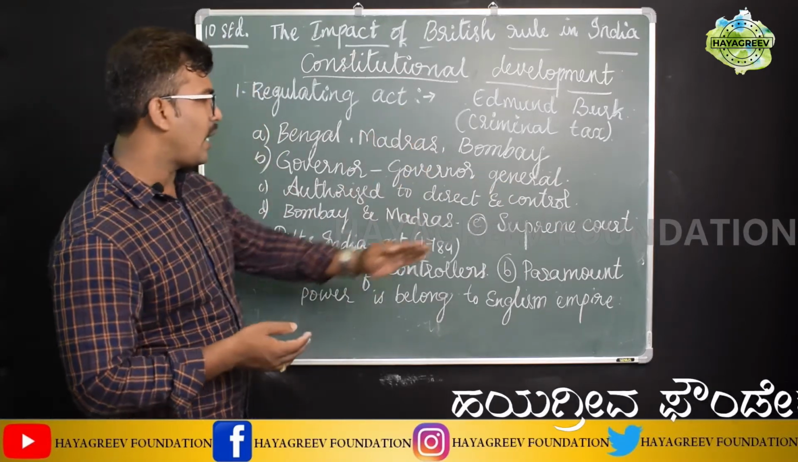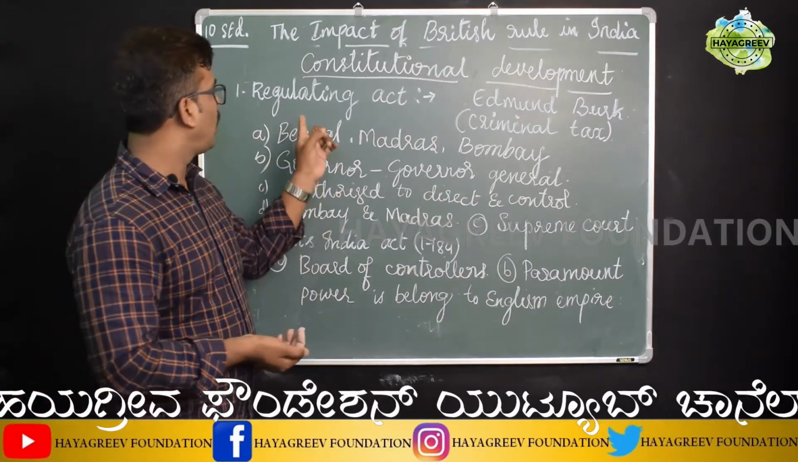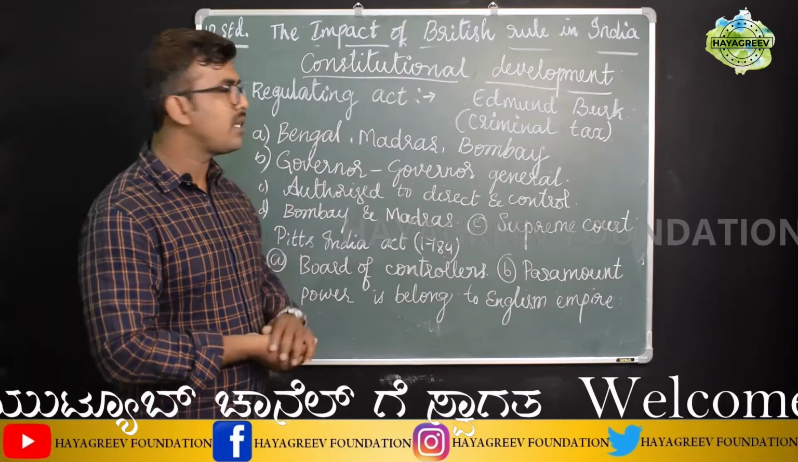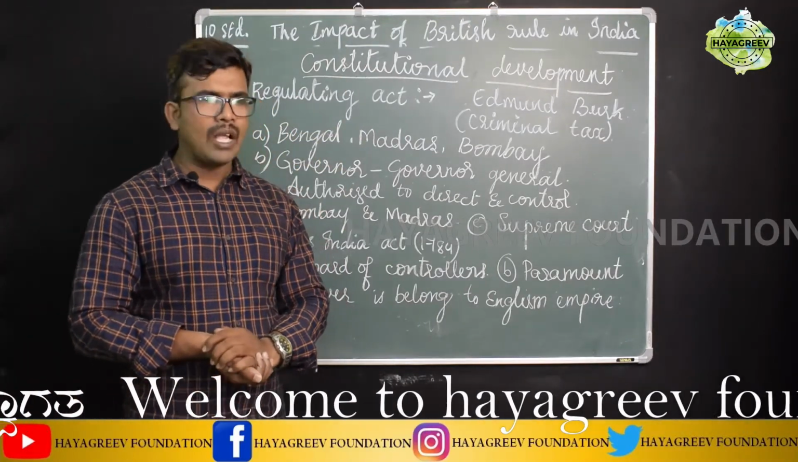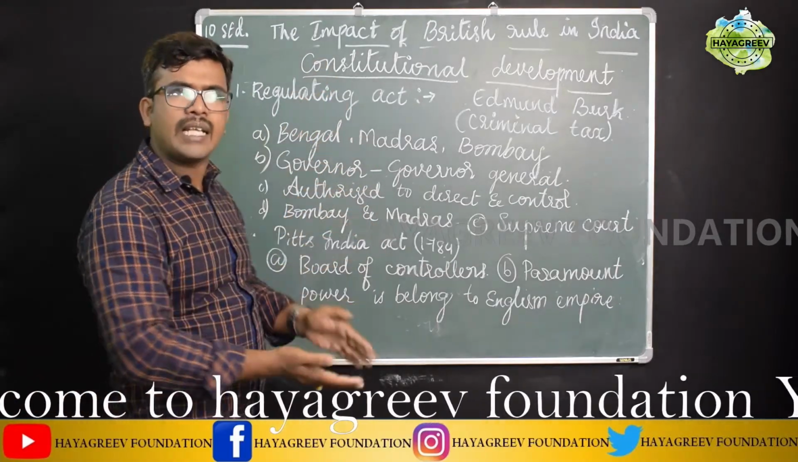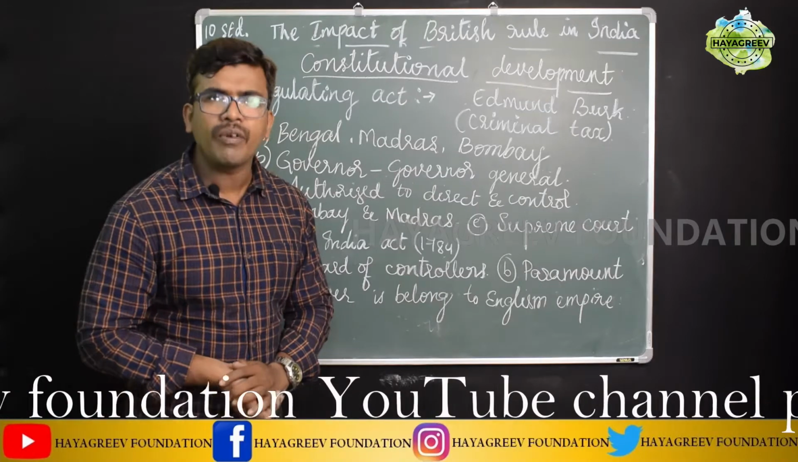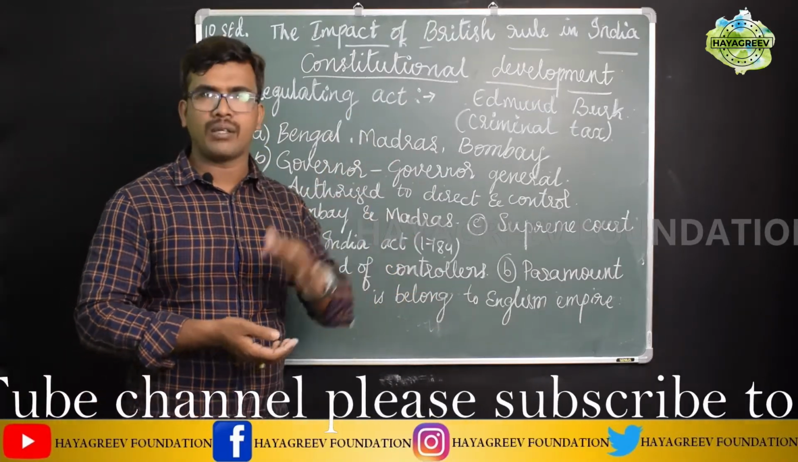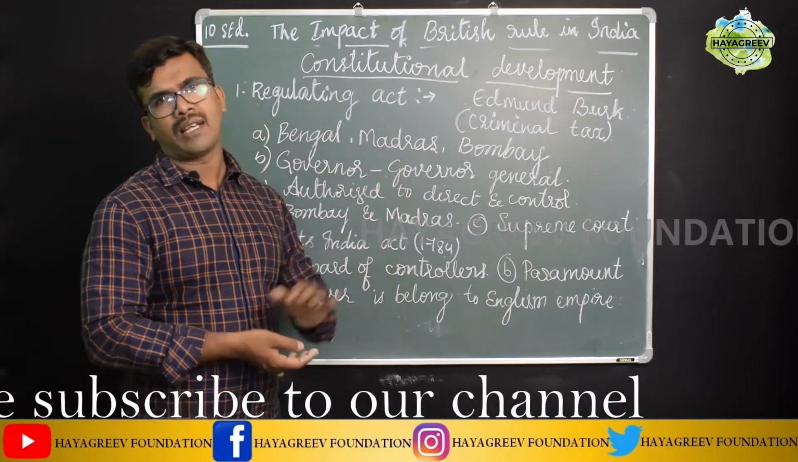And finally, a Supreme Court was established at Calcutta in the year 1773. So these are the changes that appeared through the Regulating Act of 1773. Students, why we have to study these acts is that in the future, when the Indian Constitution was framed, the influence of these acts was a lot. Most of the things we have adapted from these acts itself.